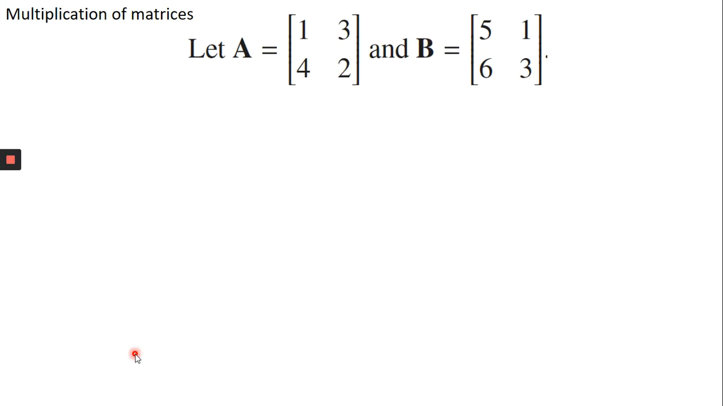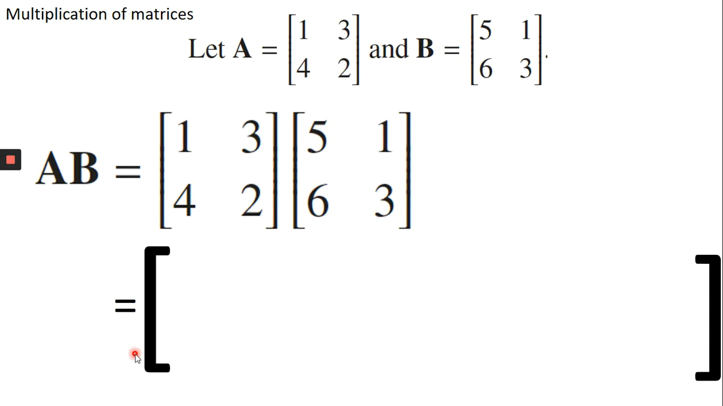Multiplication of matrices. So this is the tricky bit. This takes ages. You'll make loads of mistakes. You'll get frustrated. But here's how you do it. Here's my multiplication. Here's A times B. So I've set it up. You can see here, I've set up a really big matrix here to do my working out.